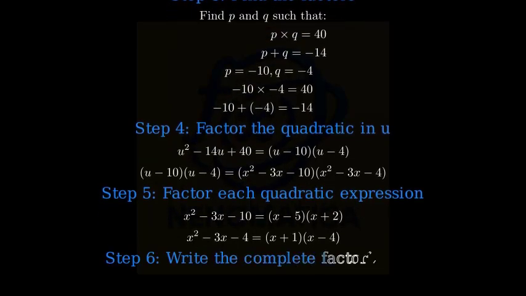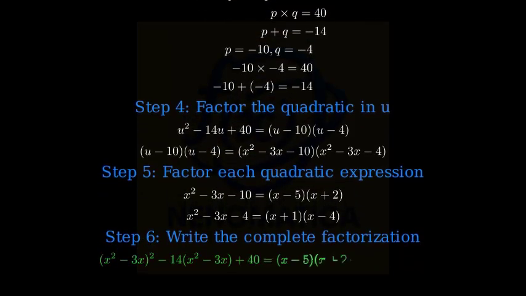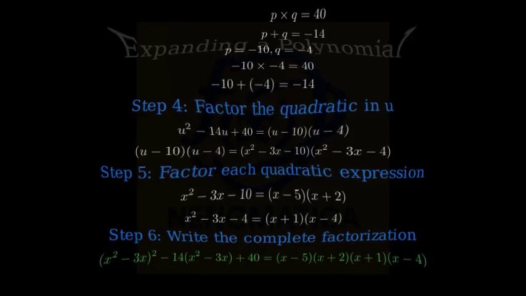Finally, in our last step, we can write out the complete factorization. The original expression, (x^2 - 3x)^2 - 14(x^2 - 3x) + 40, equals (x - 5)(x + 2)(x + 1)(x - 4).